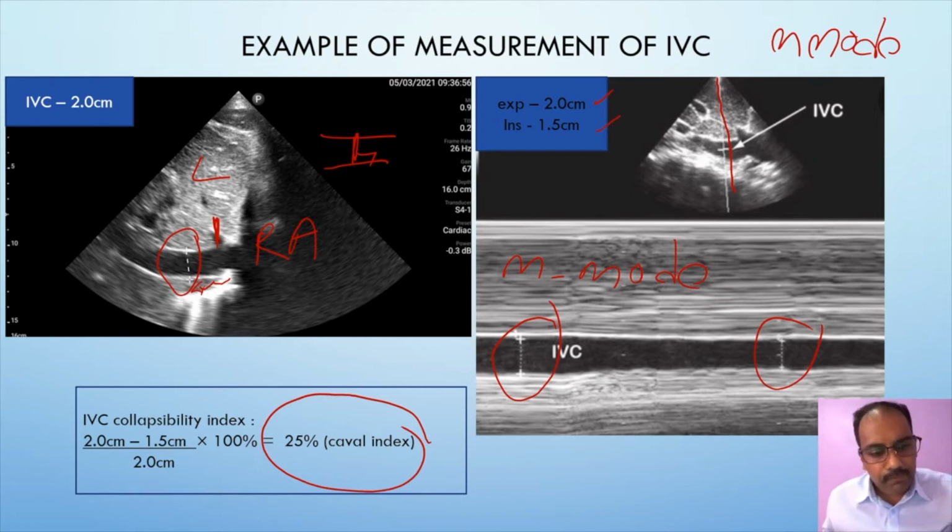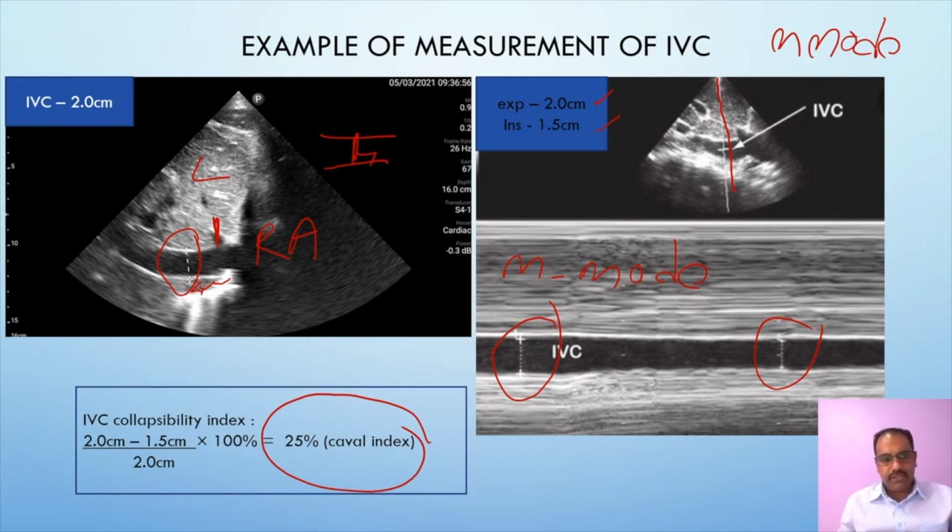Sometimes we do eyeballing. Yes, if the collapsibility is very obvious, if it collapses more than 50% or if it collapses 100%, we can do eyeballing. But when the collapsibility is minor, very small, we can't do eyeballing, and we by right should do a M mode measurement, and we use the IVC collapsibility index formula to get a very good measure of collapsibility. And now the question back, why should we do this?